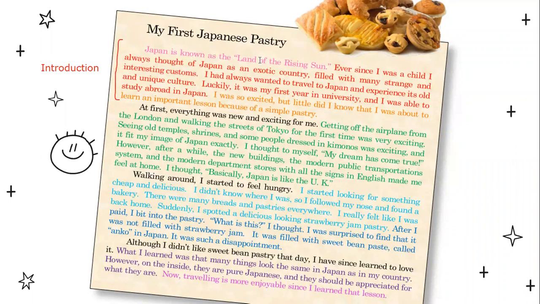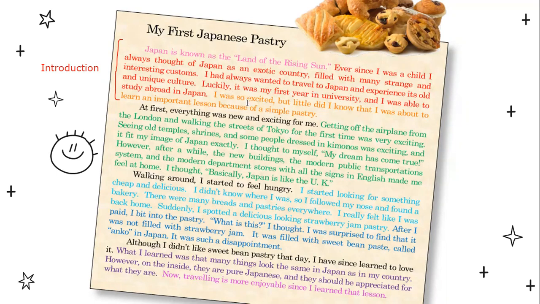"Japan is known as the land of the rising sun." That's the hook, first sentence that's attracting the reader's attention. Now, what's written in red is the background information that's introducing to me what the story is going to be about. "Ever since I was a child, I always thought of Japan as an exotic country, filled with many strange and interesting customs. I had always wanted to travel to Japan and experience its old and unique culture. Luckily, it was my first year in university, and I was able to study abroad in Japan."